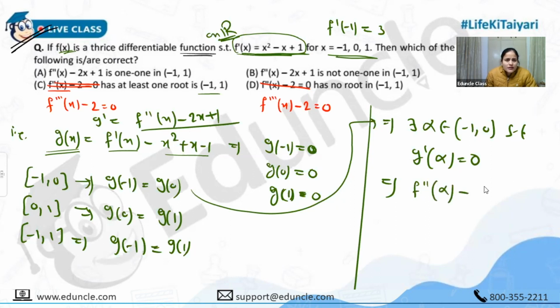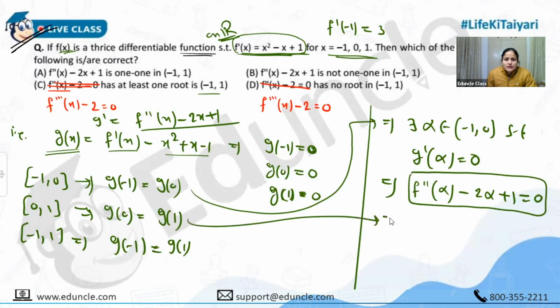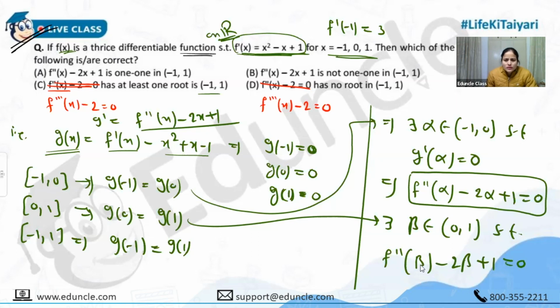f double dash at alpha minus twice of alpha plus 1 is equal to 0. And similarly, there exists a point beta in the interval 0 to 1 such that f double dash at beta minus twice beta plus 1 is equal to 0. Right? g dash at beta equal to 0 means this is 0. Correct. Now look at it here.